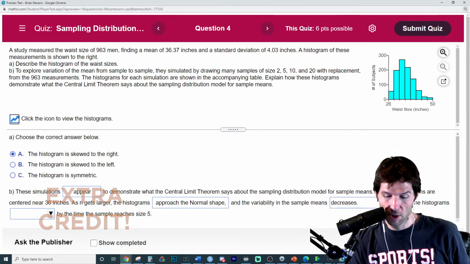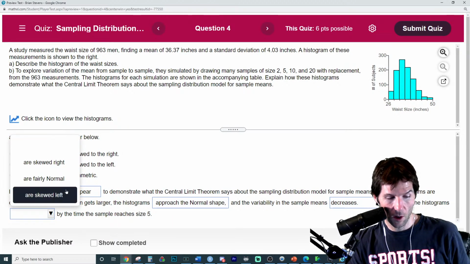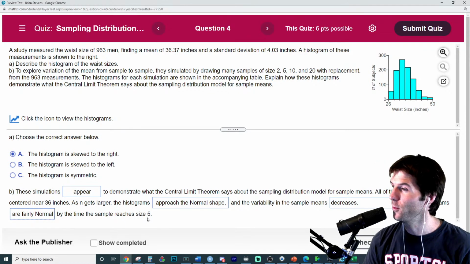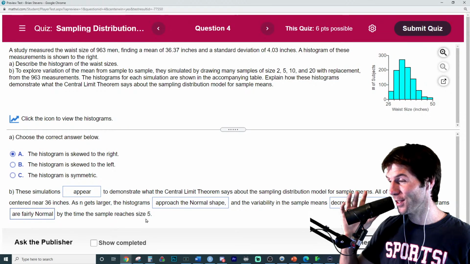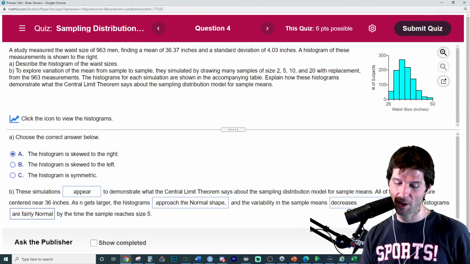Oh, good. The histograms are fairly normal at a sample size of 5, which coincides with the next question if we were to do it. So that kind of gives a hint if you do the other question that they're pretty normal at a sample size of about 5, and we should ace it.